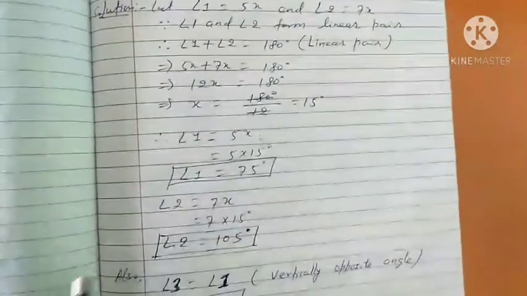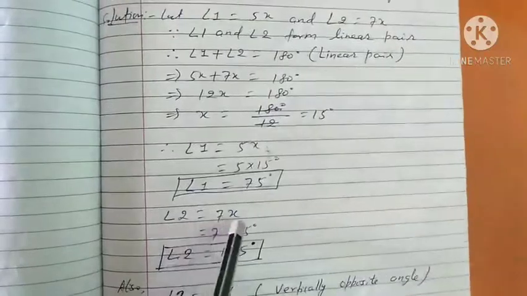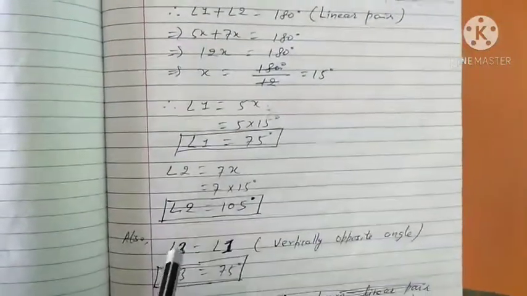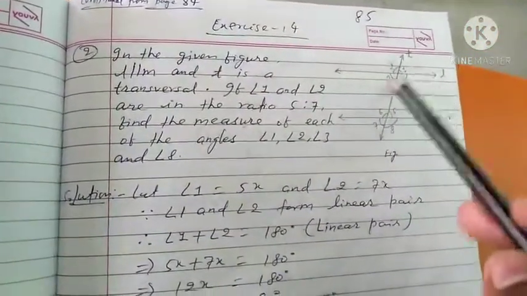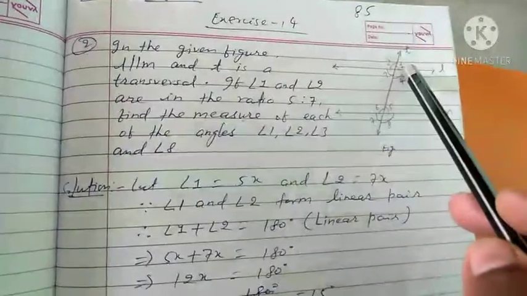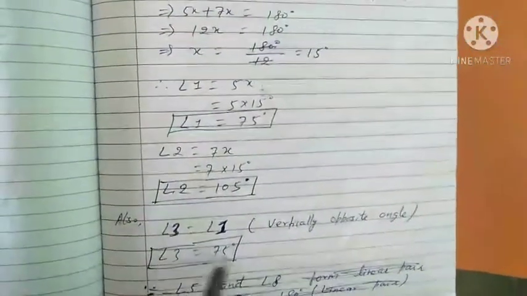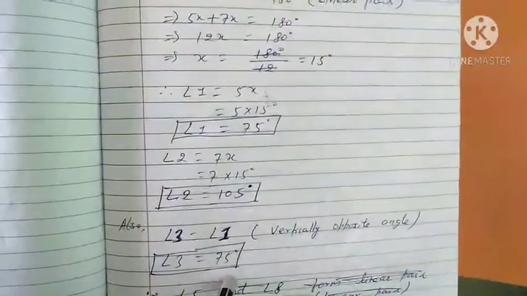Similarly the value of angle 2 is equal to 7x, 7 into 15 degrees, that is 105 degrees. Now in the figure, angle 3 is equal to angle 1 according to the vertically opposite angles rule, therefore angle 3 is equal to 75 degrees.